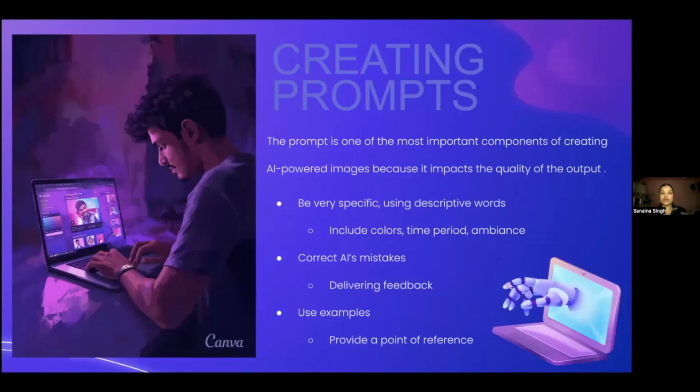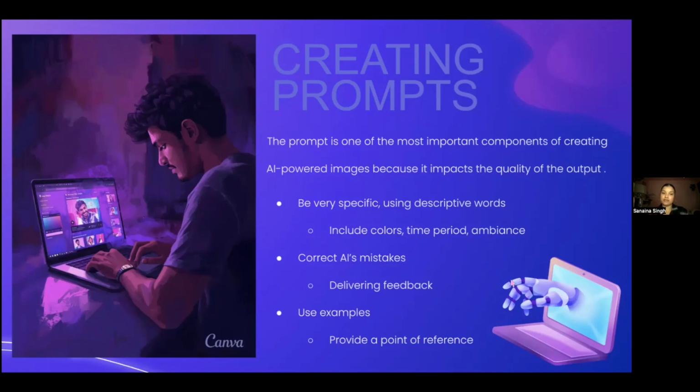So one of the most important ways to use AI text image generators is by using the prompt, which is basically the entirety of the program. That's how you create the image, by just telling it exactly what you want to create. So some advice for creating a good prompt is being very specific by using descriptive words. You can include the color, the time period, the ambiance. You can also correct the AI's mistakes.